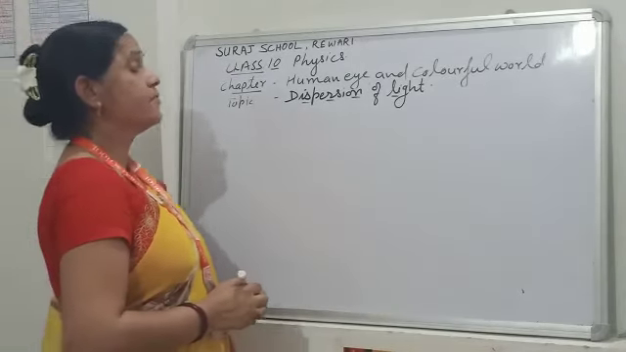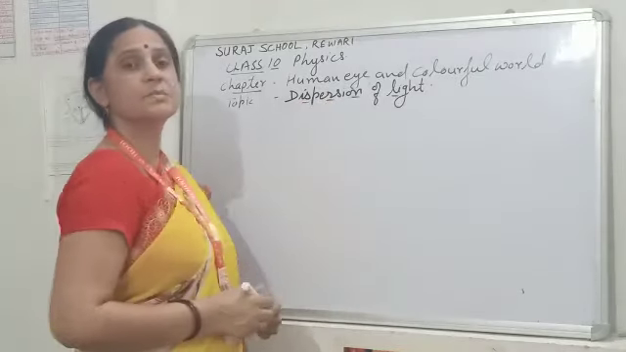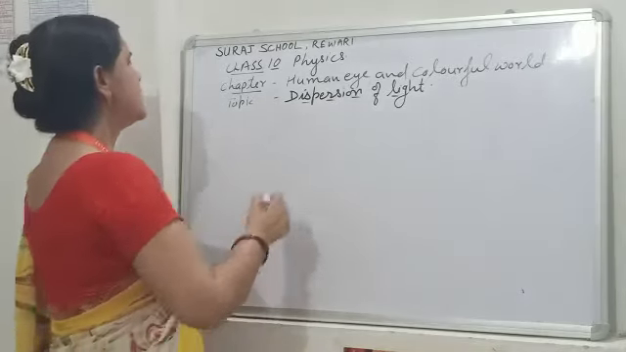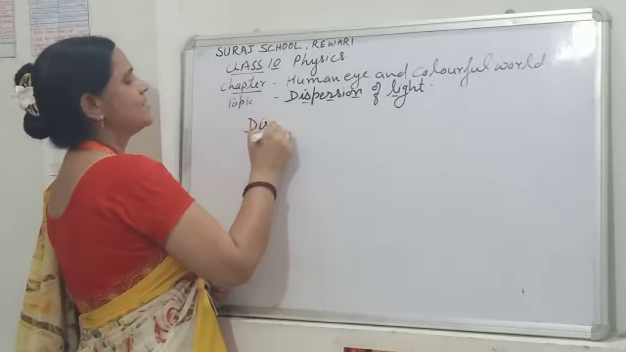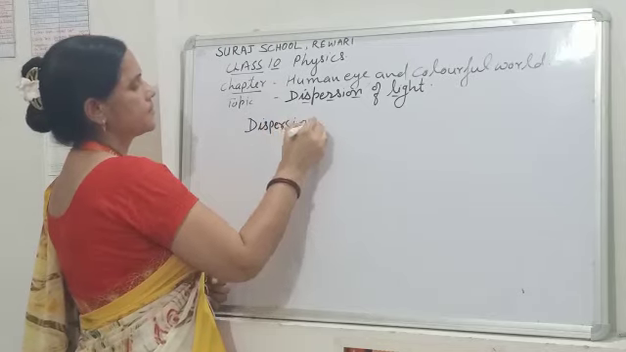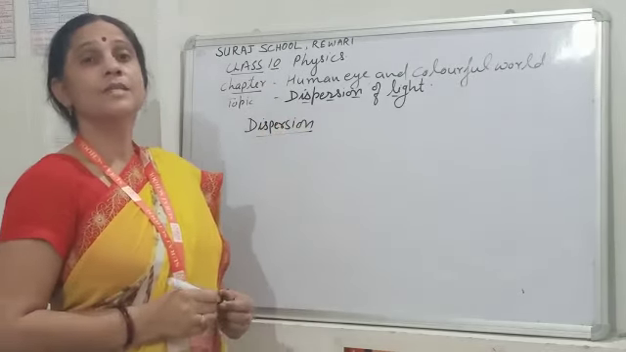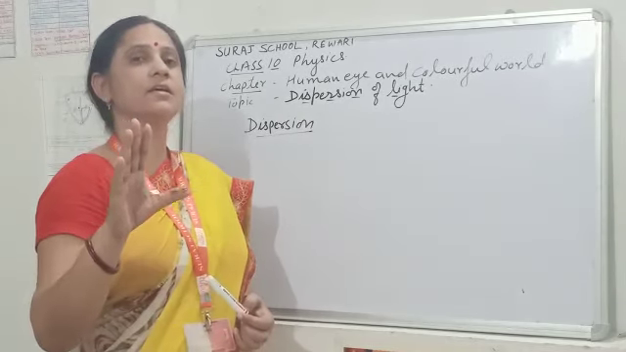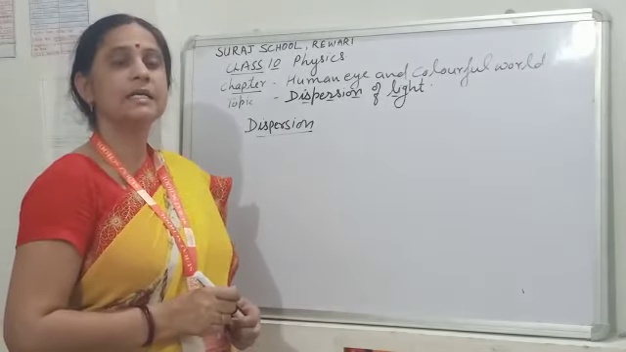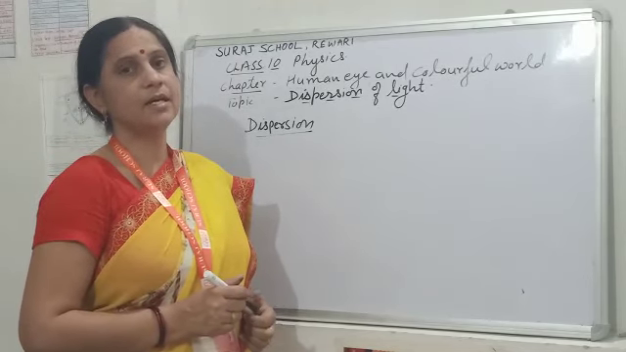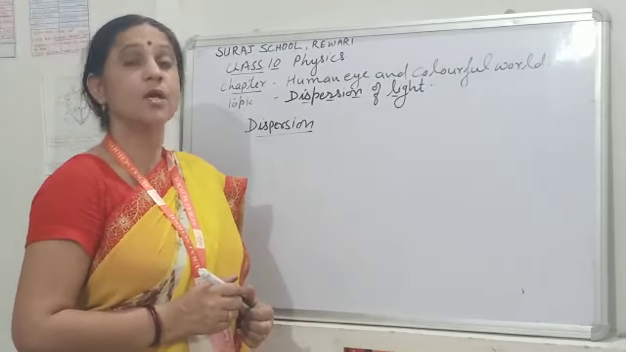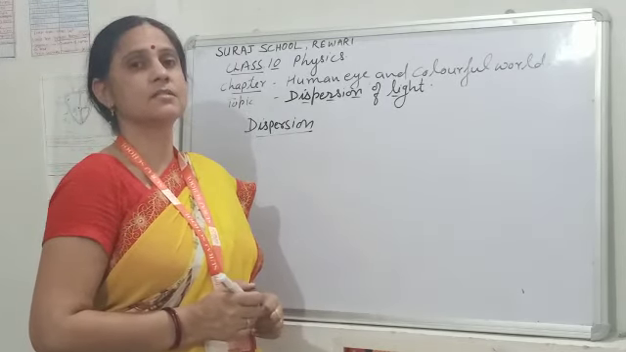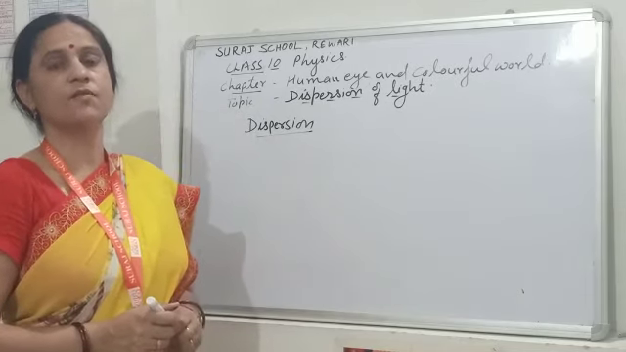Today we are going to discuss the dispersion of light from class 10th physics. Students, what is dispersion? We know that white light contains 7 colors. White light is made from 7 colors: violet, indigo, blue, green, yellow, orange, red. So, the splitting of this white light into its 7 colors is called dispersion of light.